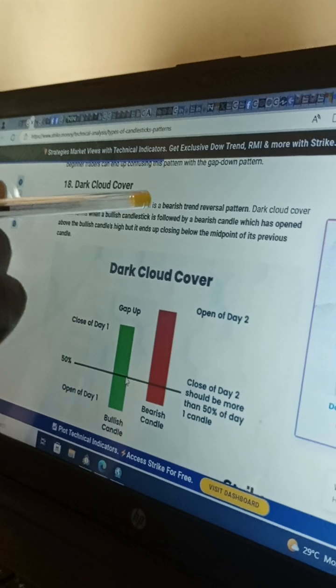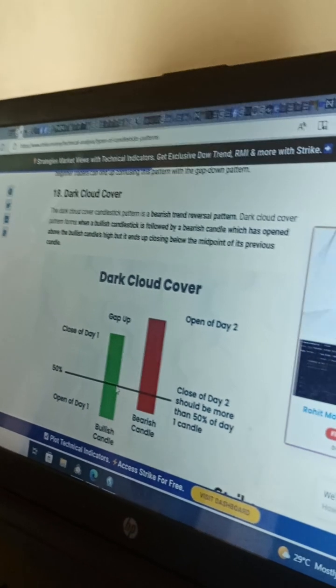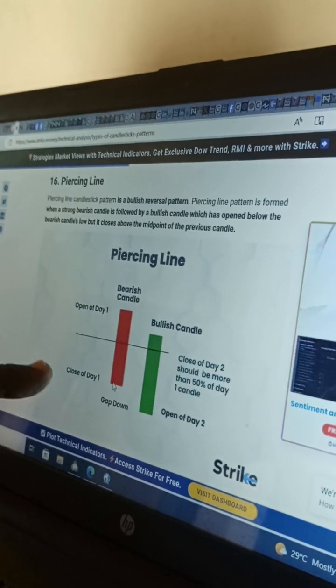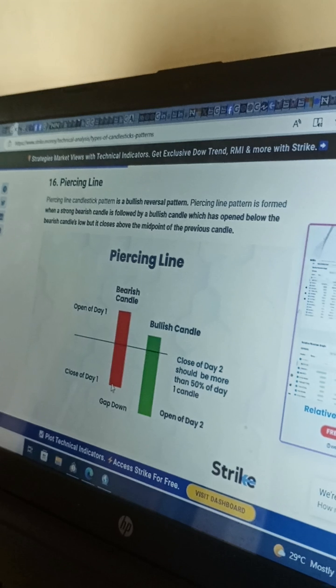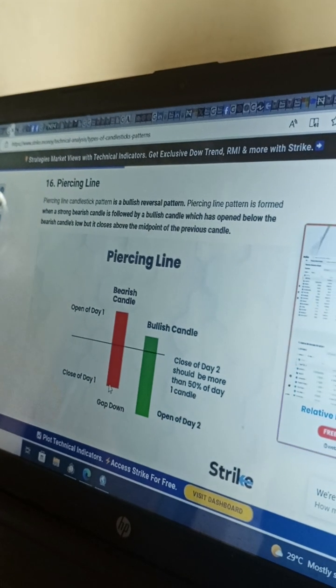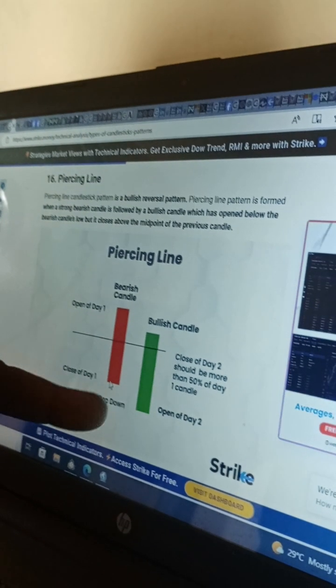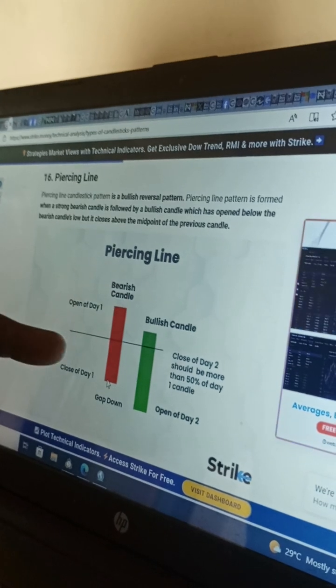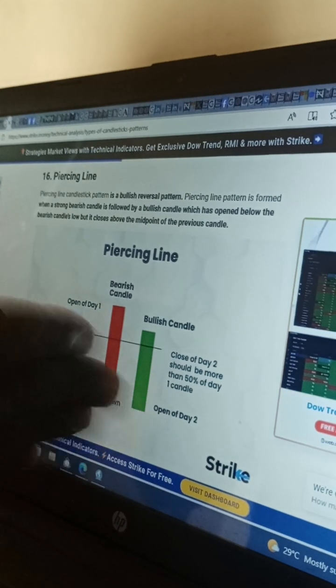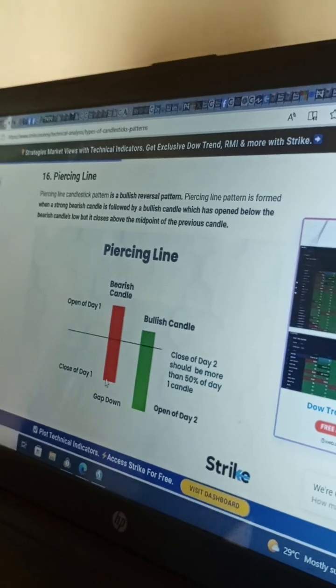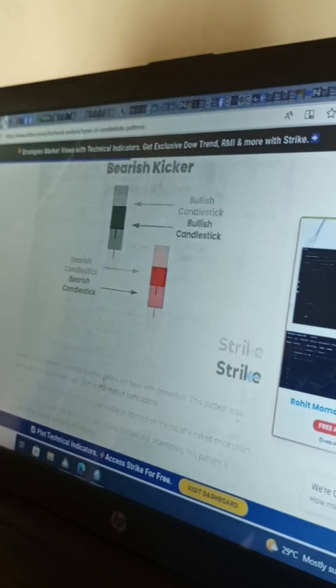Dark cloud. Dark cloud is different from the piercing line. Now see, the dark cloud cover candlestick pattern is a bearish trend reversal. You see that one was a bullish reversal. You understand? Look at it now. Piercing line, bullish reversal. We are on a bearish movement or trend. Suddenly this one opened below and then closed above the middle of this bearish candle. So this indicates that we're about to enter into what? A bullish trend.